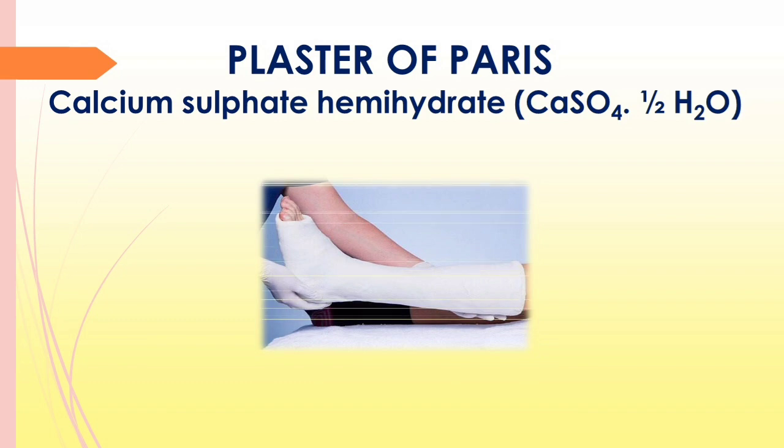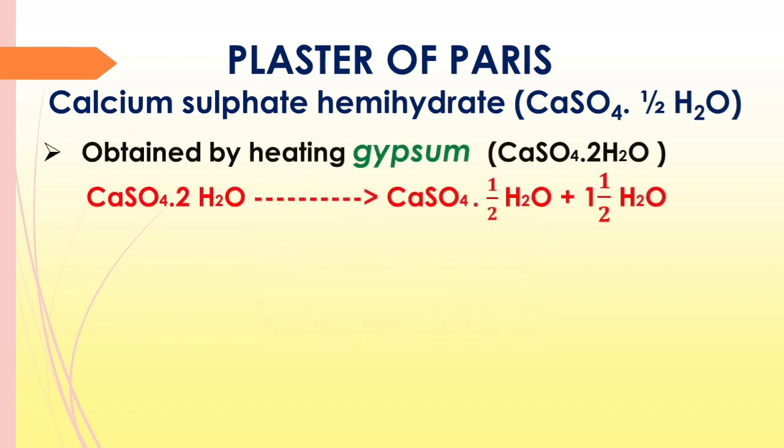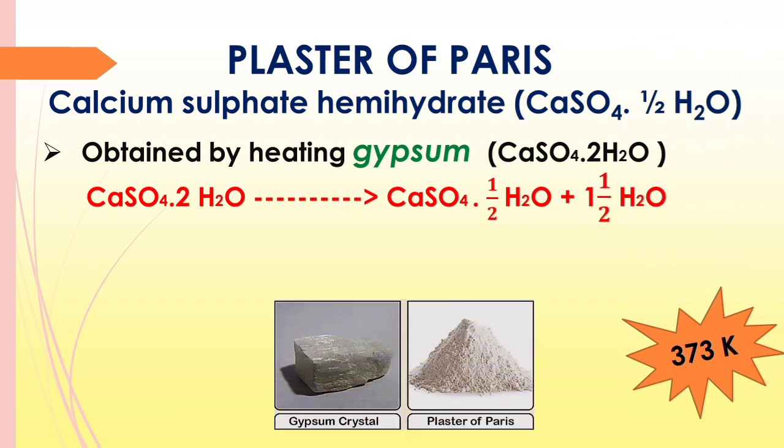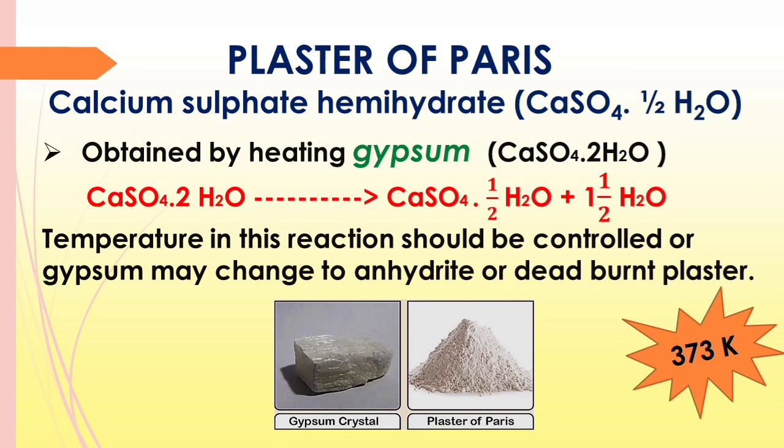It is obtained by heating gypsum. Gypsum is calcium sulfate dihydrate. When gypsum is heated at 373 Kelvin, it loses 1.5 water molecules and forms plaster of Paris or calcium sulfate hemihydrate. The temperature in this reaction should be controlled, or else gypsum may change to anhydrite or dead burnt plaster, which does not have any properties of POP.